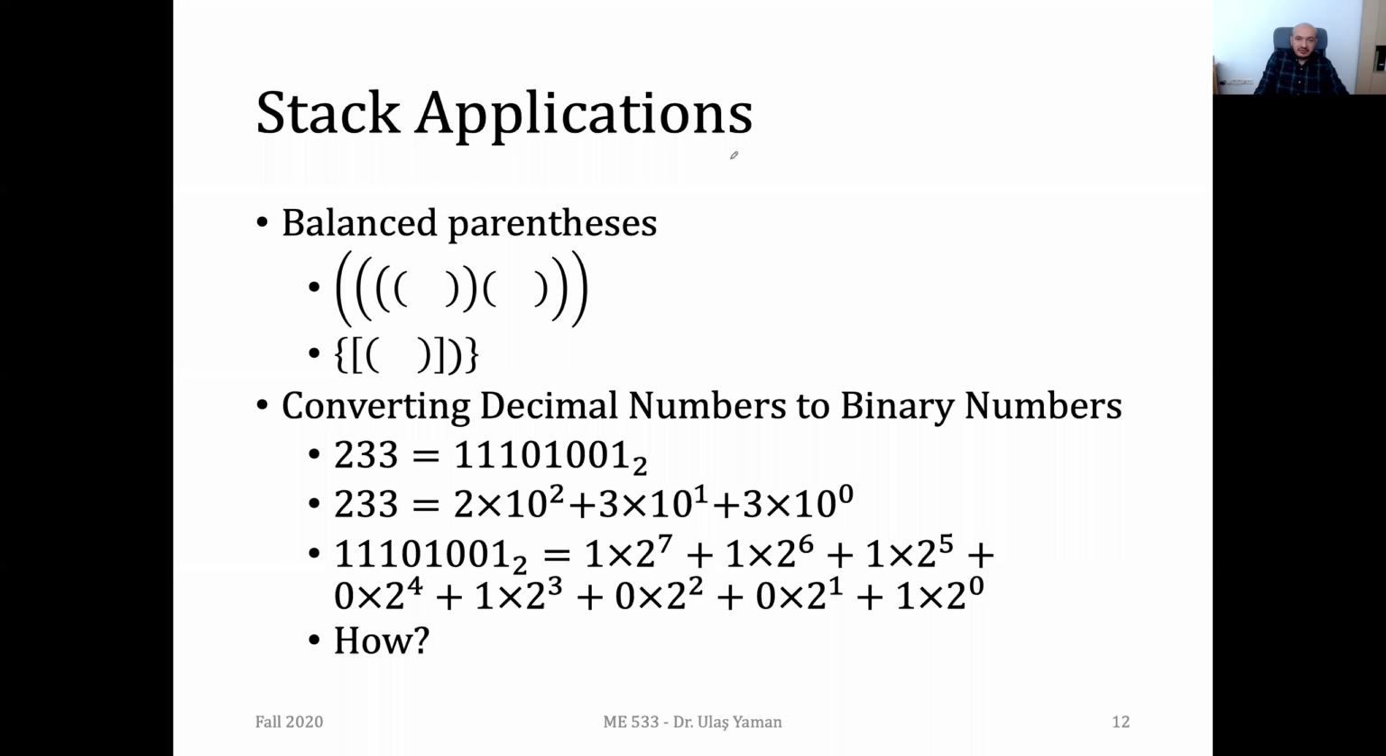What do you do? We simply divide the decimal number by 2 many times. So what is that? 116, 232. We will have just 1 here. And then as you see now, I will continue dividing the result by 2.